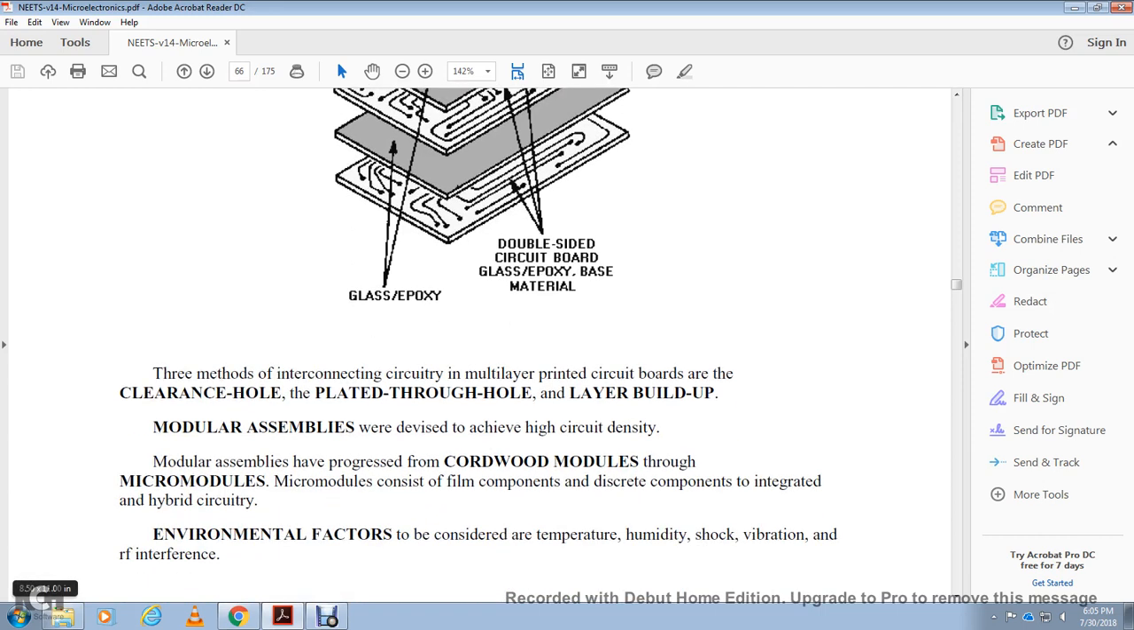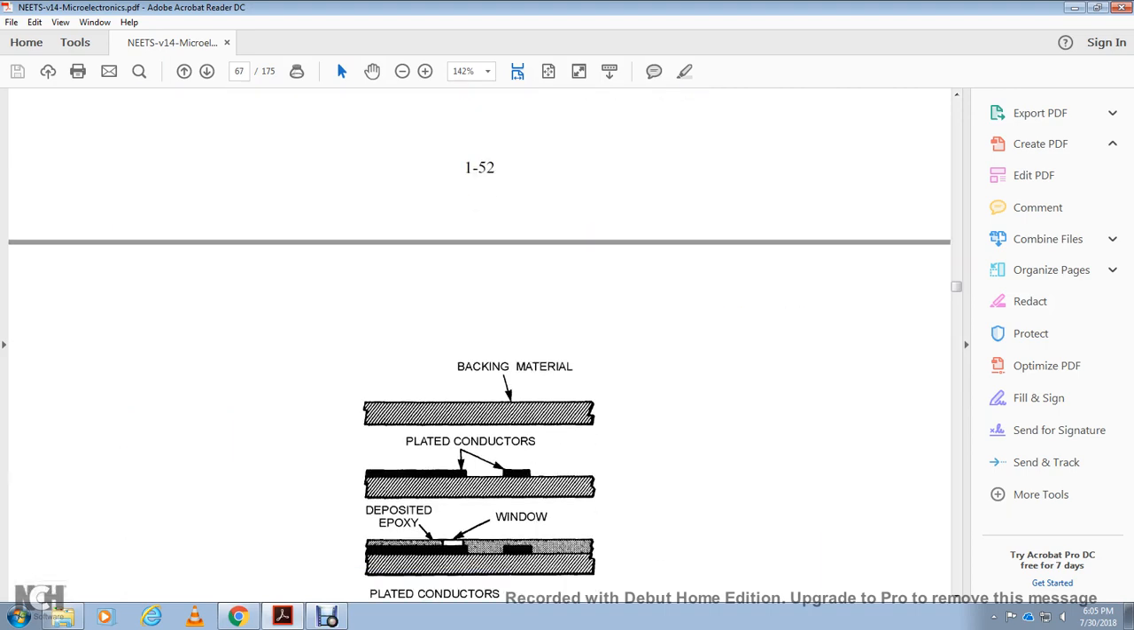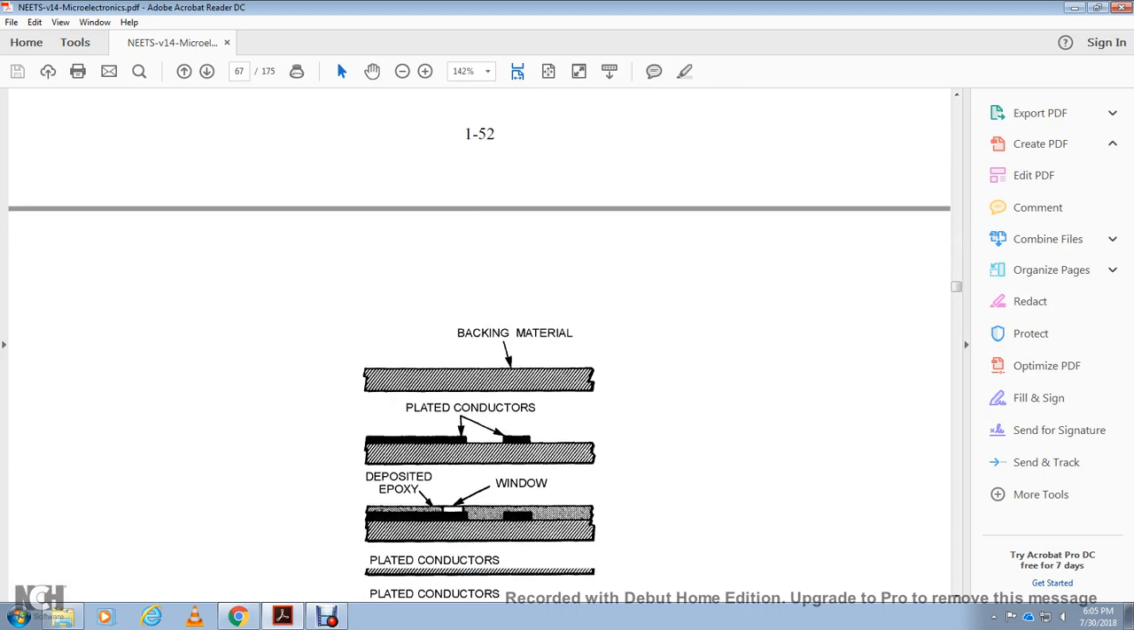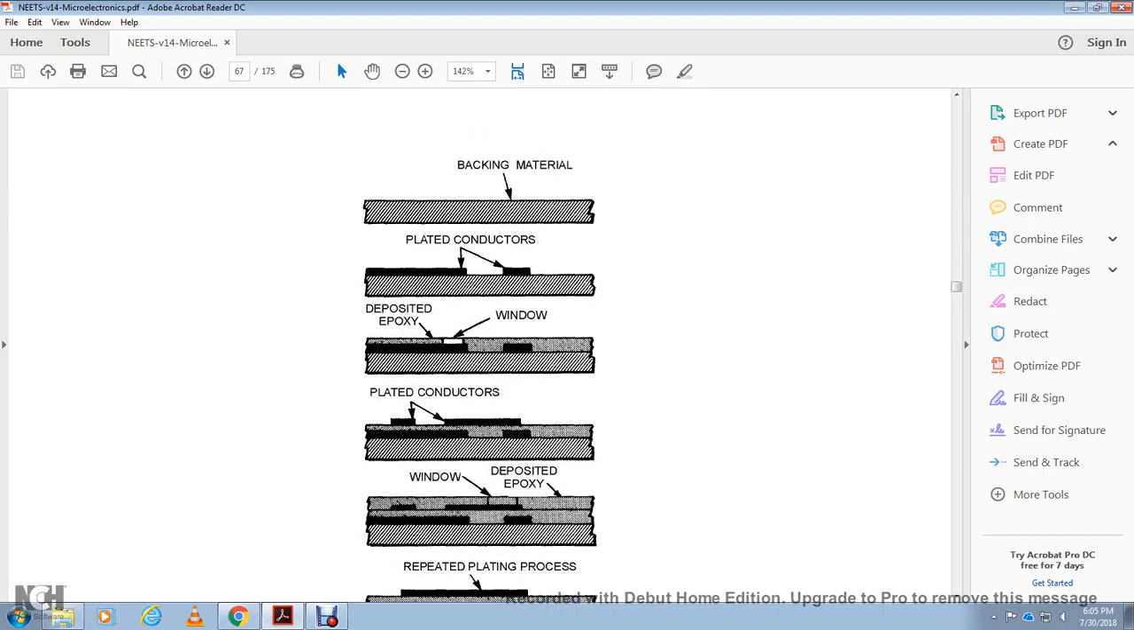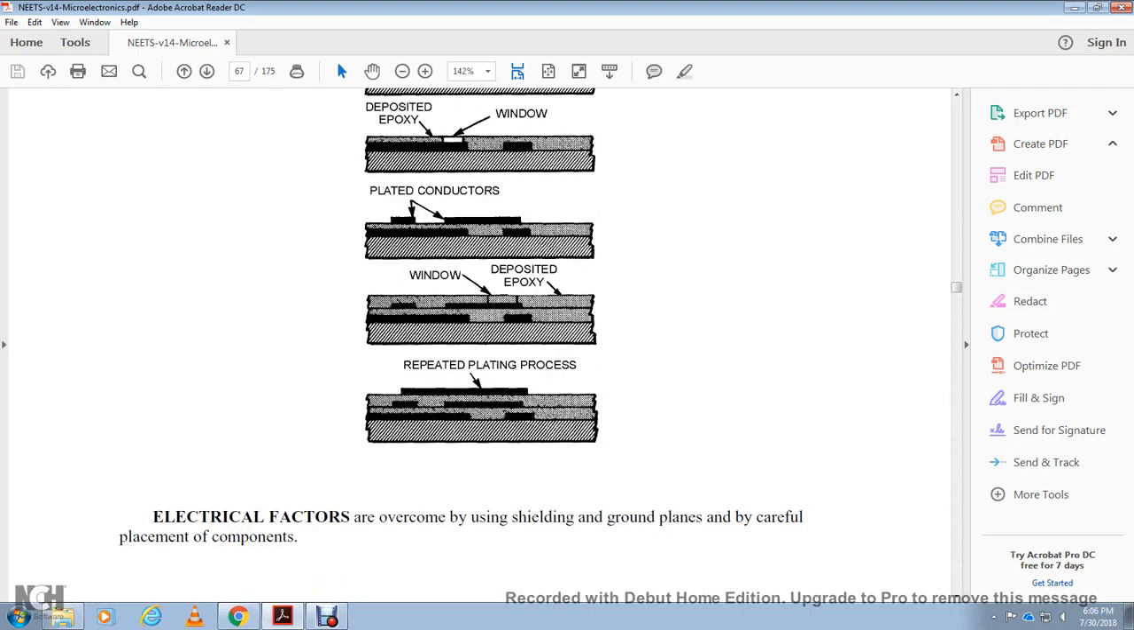Modular assemblies progressed from the cordwood modules through the micromodules. Micromodules consist of film components and discrete components integrated with hybrid circuits. Environmental factors to consider are temperature, humidity, shock, vibration, and radio frequency interference. Backing, plated conductors, deposit epoxy, window, plate conductors, window, deposit epoxy, repeating the plating process. Electrical factors are overcome using shields and ground planes and by careful placement of components.